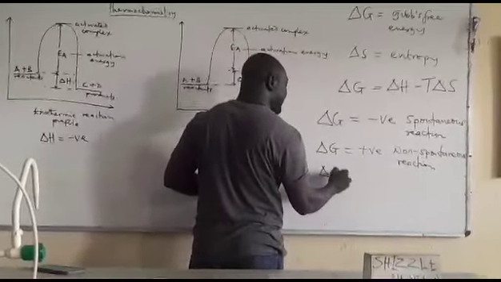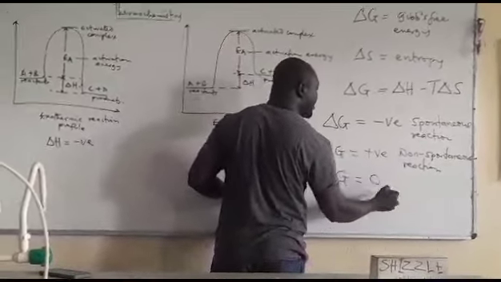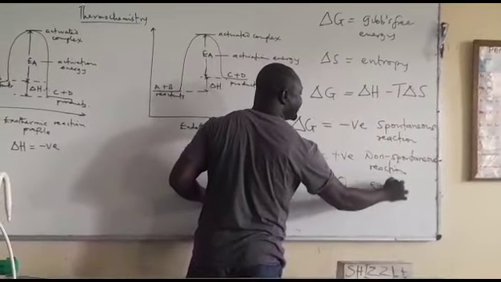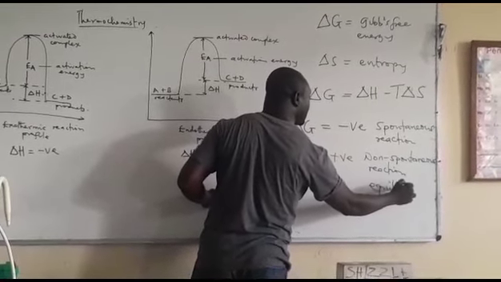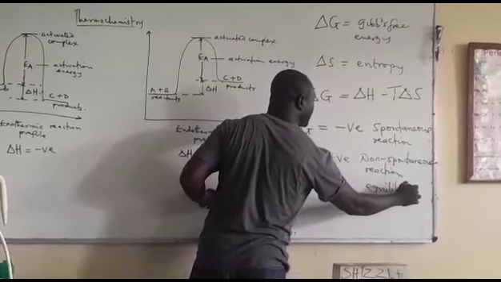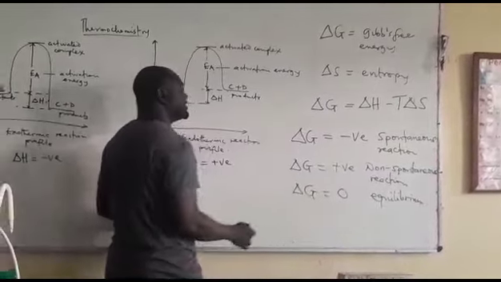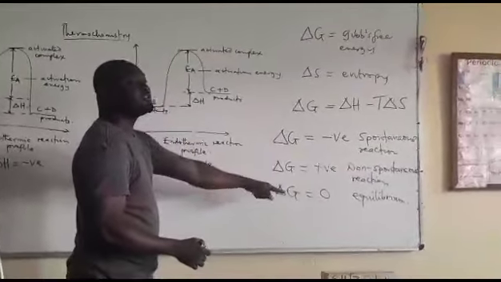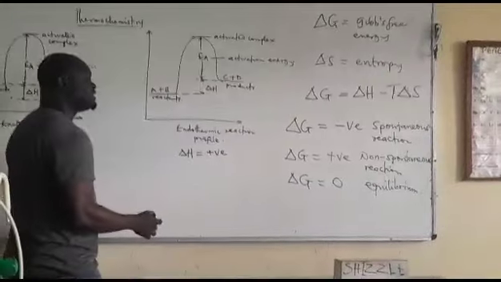And when G, which is the Gibbs free energy, is 0, the reaction is at equilibrium. When the reaction is at equilibrium, delta G is equal to 0.